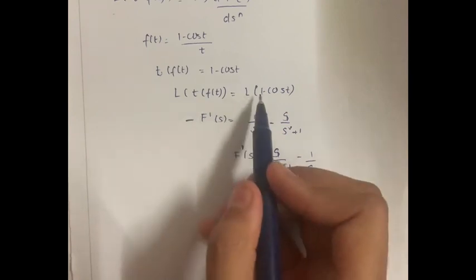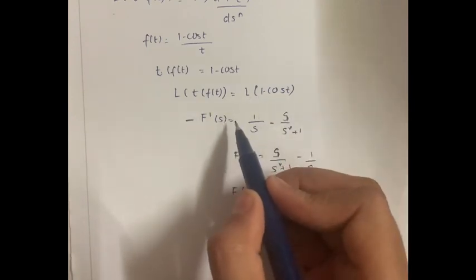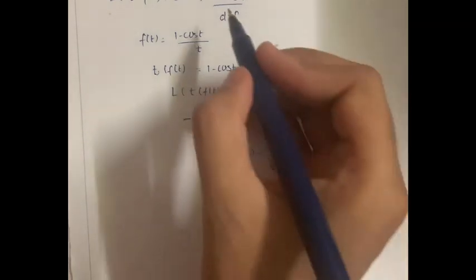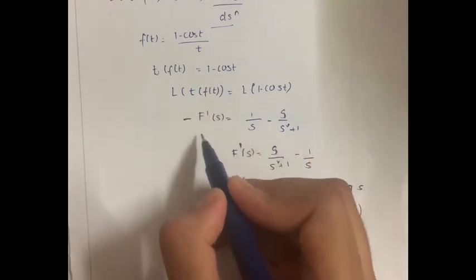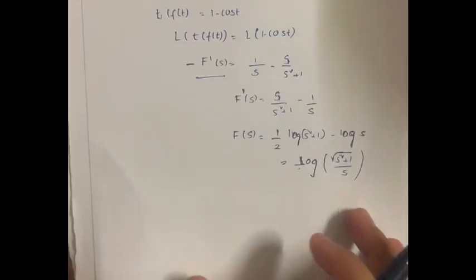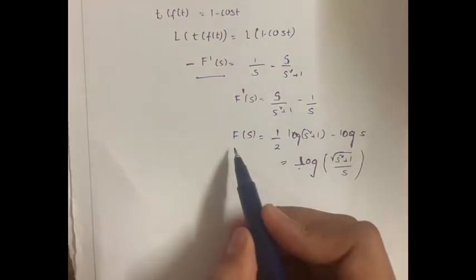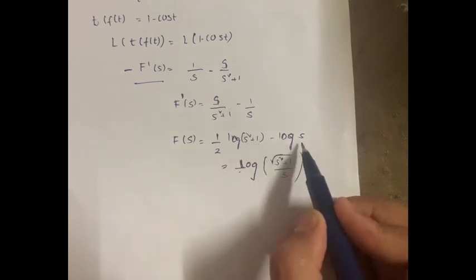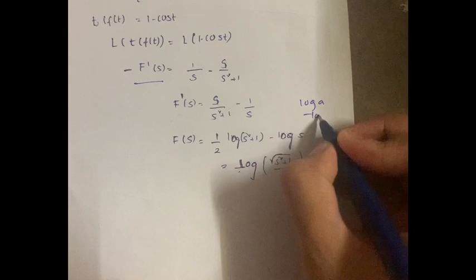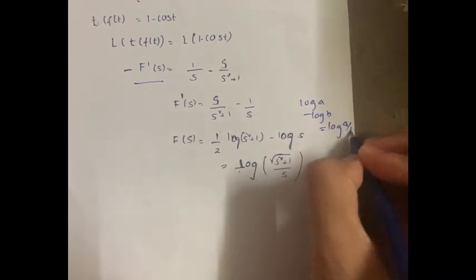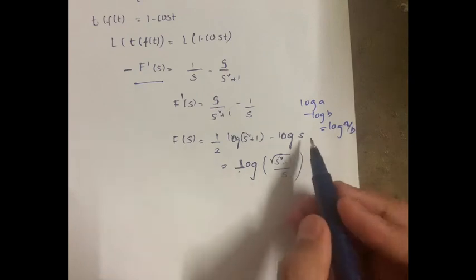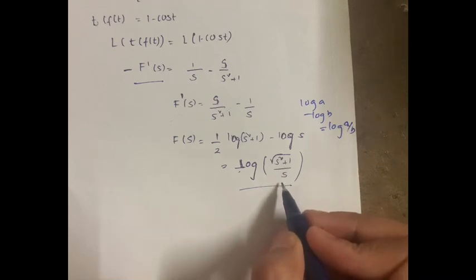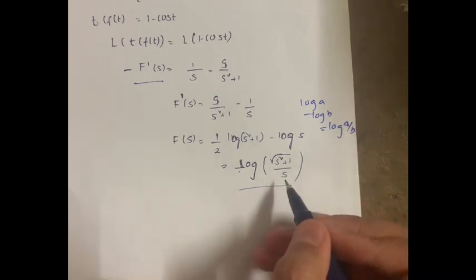Applying Laplace transform on both sides, we'll get L of (1 minus cos t) is equal to 1 by s minus s by (s square plus 1). As from this formula, we'll get L of t into f of t as minus F dash of s. Then, after simplification, applying integration on both sides, we'll get 1 by 2 log (s square plus 1) minus log s. As we already know, log a minus log b equals log a by b. Using this, we'll get F of s as log of root (s square plus 1) by s. This is the solution for this problem.